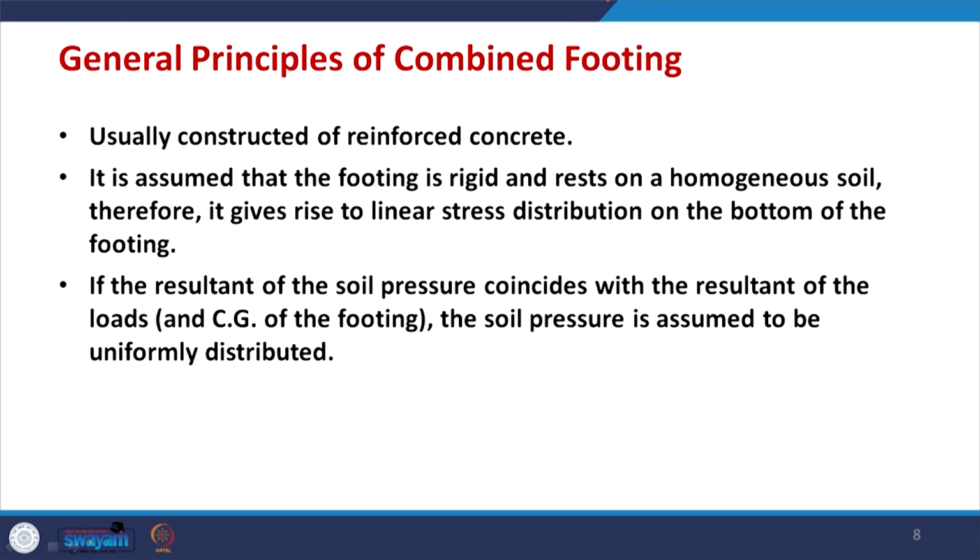If the resultant of the soil pressure coincides with the resultant of the loads and the CG of the footing, in that case the soil pressure is uniform below the footing, and this last one we follow in case of rectangular footing. So, you will see that the soil pressure is uniform below the rectangular footing, while it is linear below the trapezoidal footing.